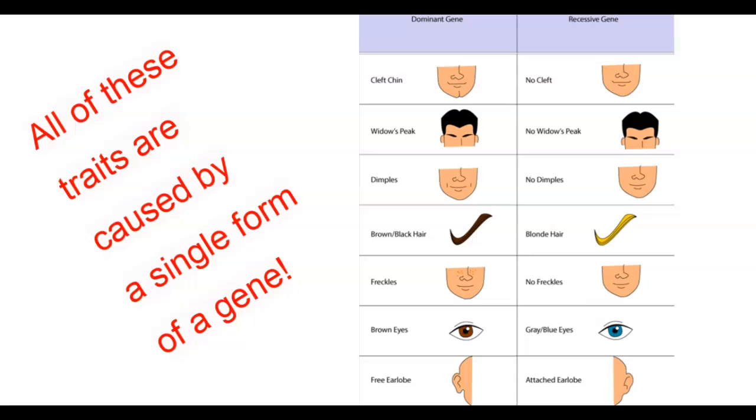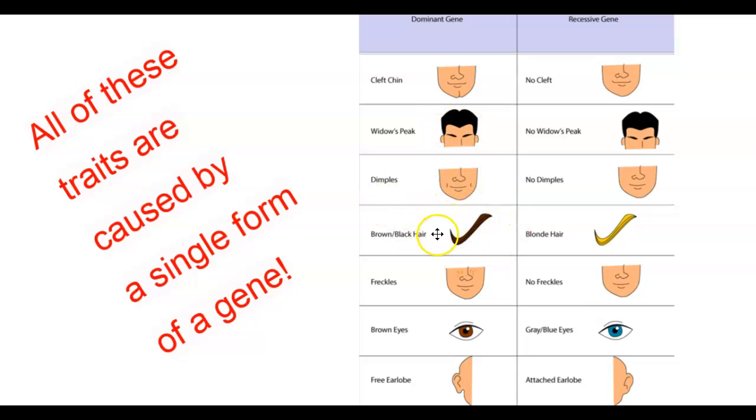You'll see when we look at some of these traits that you might have, all of these are caused by a single form of a gene. If you have the dominant gene, you have it. So the Superman chin, the widow's peak, which is a little bit of a point at your hairline, dimples, there they are.